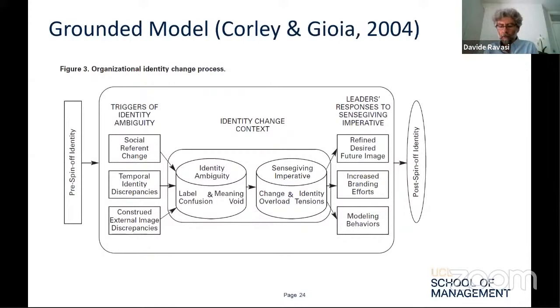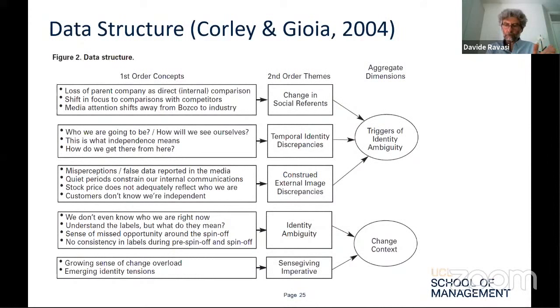The data structure shows you where these concepts come from by connecting them to first order codes, descriptive, which you find in the data tables. So the data tables is where you show empirical evidence for first order codes. And the data structure is where you link these descriptive, empirical first order codes to the theoretical second order codes. This is how you show that your theory is grounded in your data.